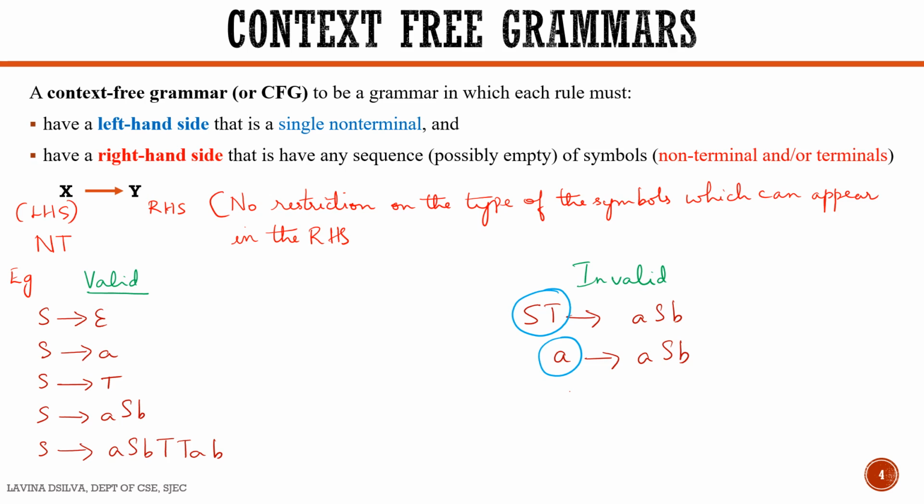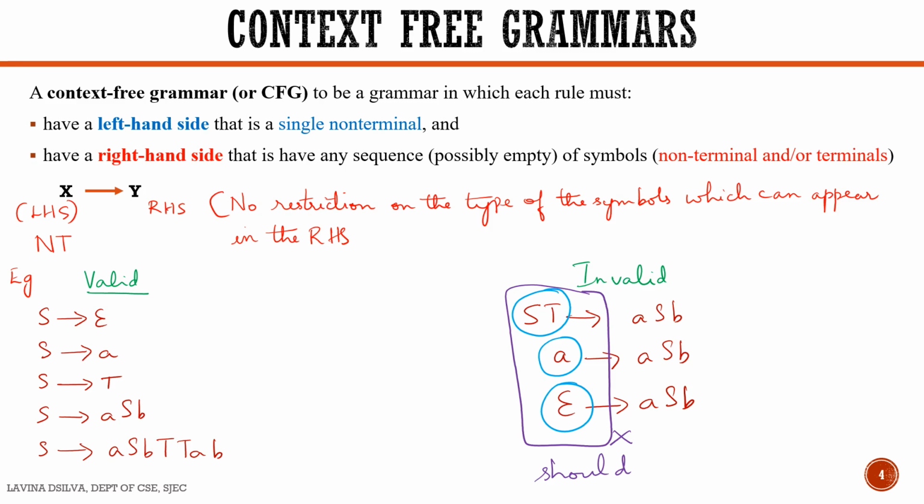Next, epsilon tends to aSb. Even this is invalid. We cannot have special symbols like epsilon on the left-hand side. So the left-hand side should consist of only a single non-terminal.